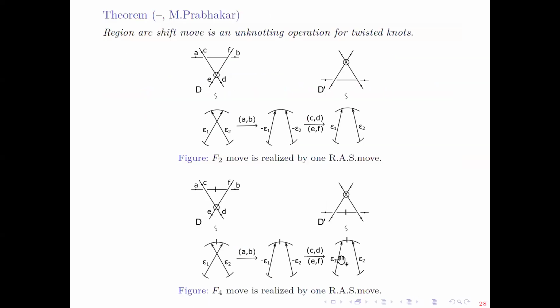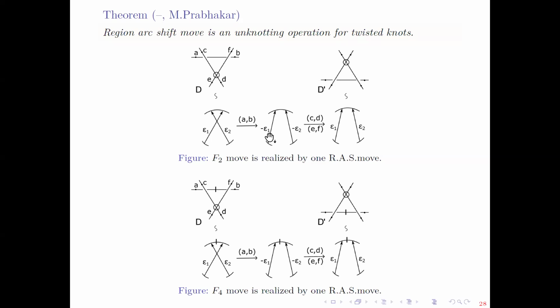Okay. So we proved that this is an unknotting operation for twisted knots, by showing, in the first figure, that the FT move, the second forbidden move, can be realized by one region arc shift move. In the forbidden move, we have a triangular region with two classical crossings and one virtual. On the boundary arcs I have denoted A, B, C, D, E, F, these are the arcs where the move has been applied, and it is easy to see in the Gauss diagram. You can see this is the first Gauss diagram. Then the arrow ends change their order along with the sign.